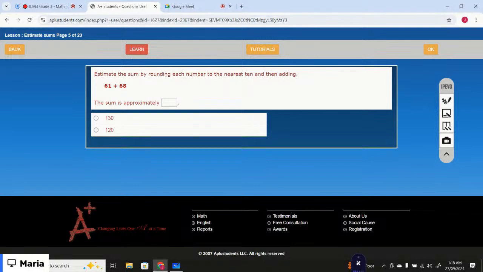Sixty-one plus 68. It would be rounded off to 130. Option number 1 is the correct option.